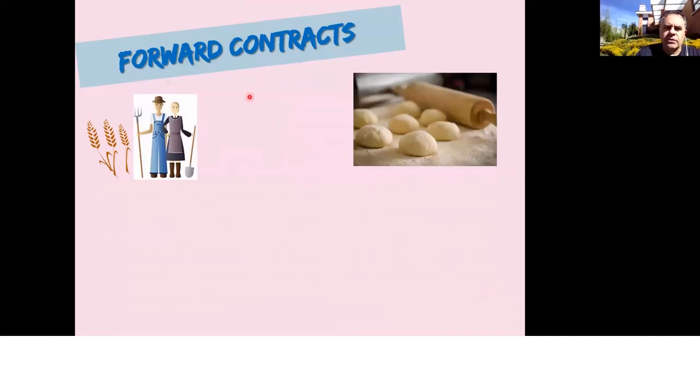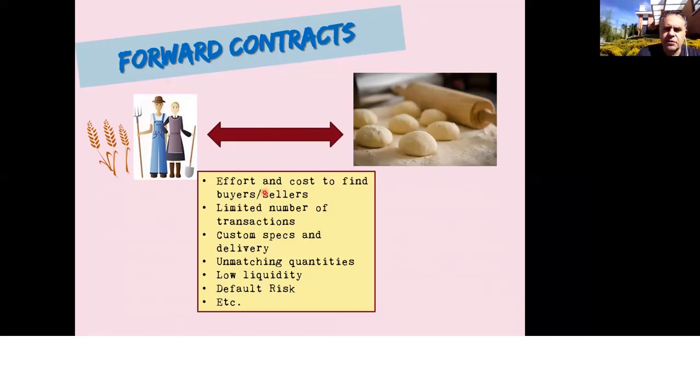Now, when you have forward contracts, you have the case of one wheat farmer, for example, and one bread factory. They find each other, and this farmer wants to get a buyer for his or her crop or harvest in the future. And likewise, this bread factory may need some wheat so they can produce their bread. So in a forward contract, there's some effort and cost in finding each other, a buyer finding a seller, and likewise, the seller finding someone to provide them with raw materials.